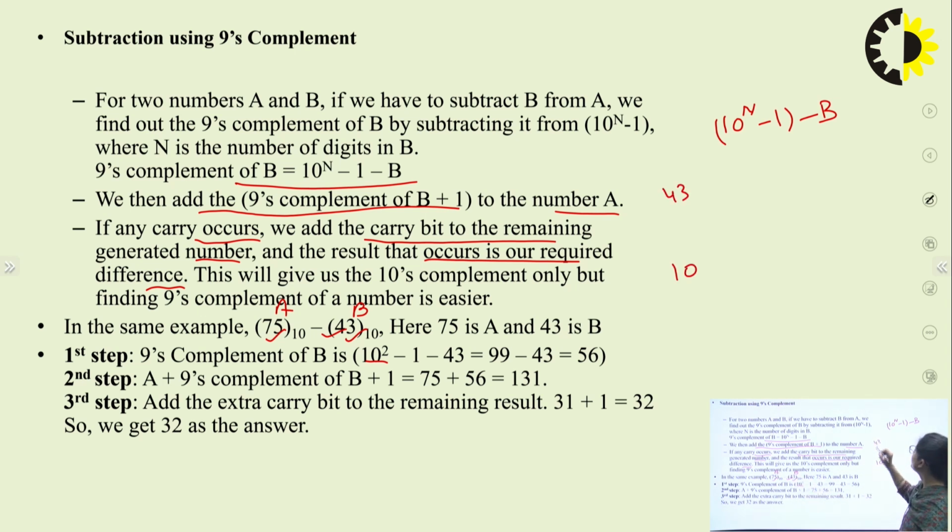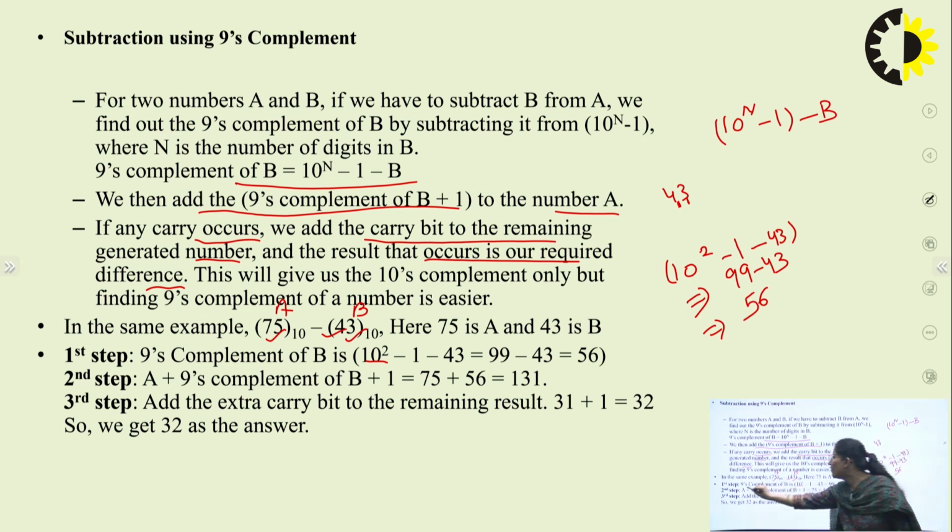43, when we count the number of digits in 43, that is 2. So 10 to the power 2 minus 1 minus 43, because this is B here. What will we get? 10 to the power 2 is 100. 100 minus 1 is equal to 99. And 99 minus 43: 9 minus 3 is 6, and 9 minus 4 is 5. So 9's complement of B is equal to 56. How do we get it? Is it clear?